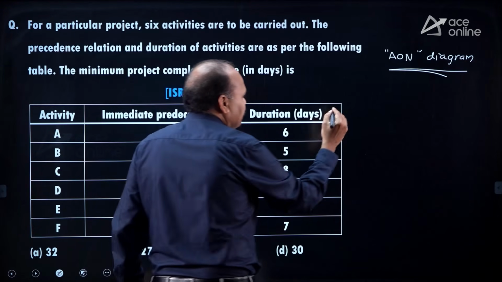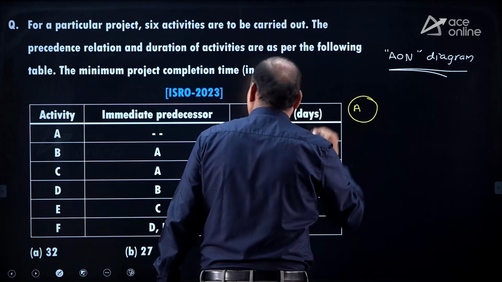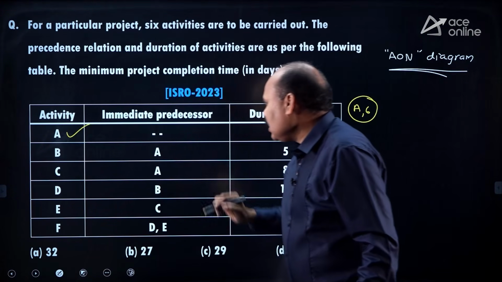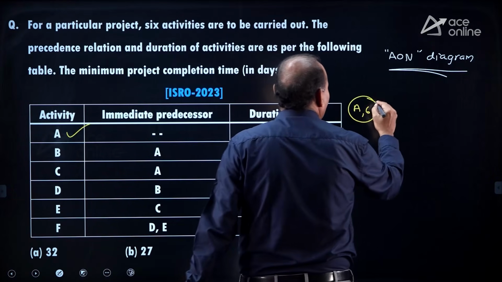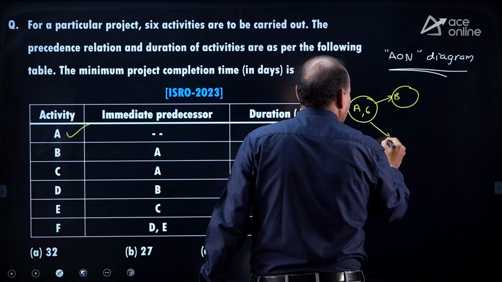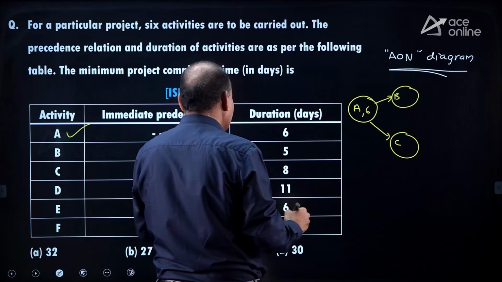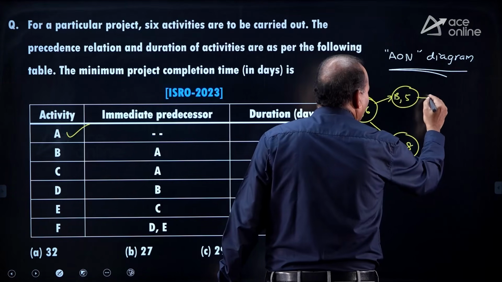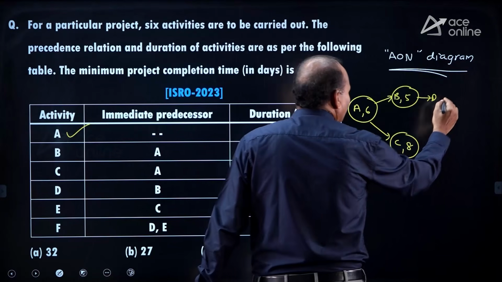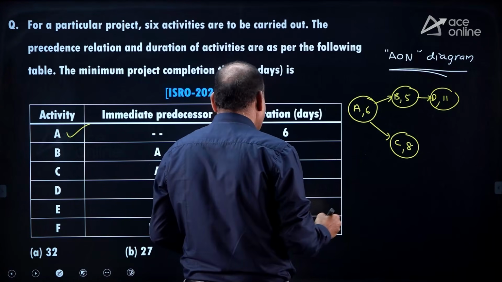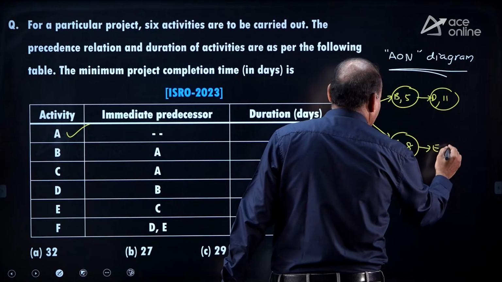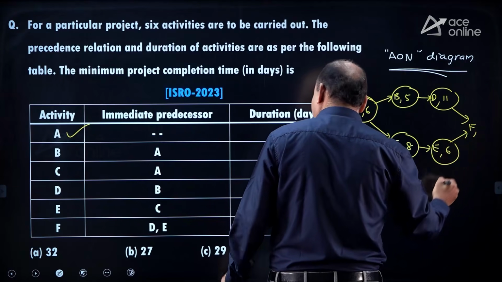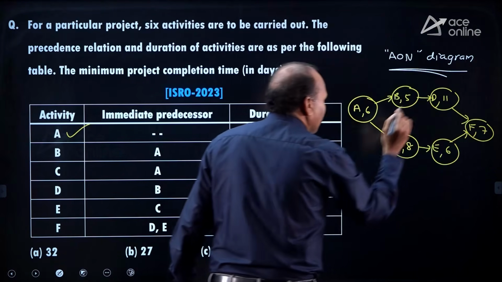A has no condition. Take A. And what is the duration of A? 6. A6 you can take. B, C after A. What about B duration? 5. C duration 8. D after B. What is the duration of D? 11. E after C, E duration 6. F after D, E. D and E both will give F. What is the duration of F? 7.